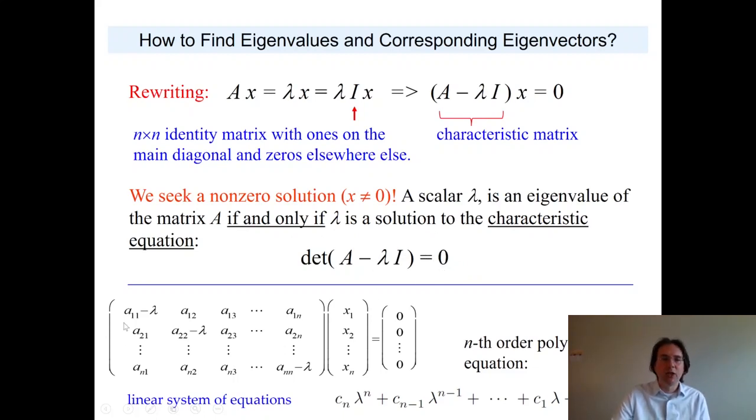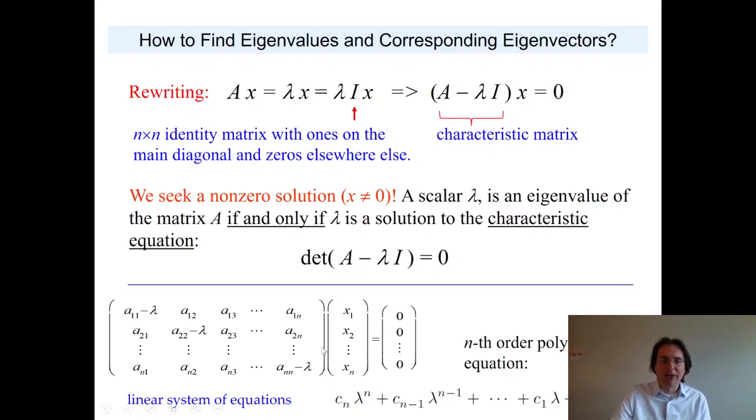Good. So more specifically, let's consider the system of linear equations written down in a matrix form where a_ij here are the elements of matrix A, and we subtract lambda along the diagonal elements of this matrix, multiplied by x, and this is equal to 0.